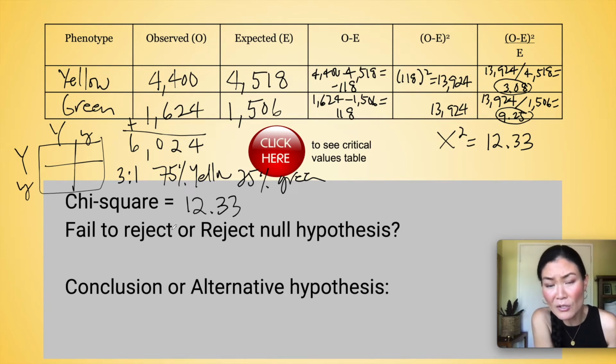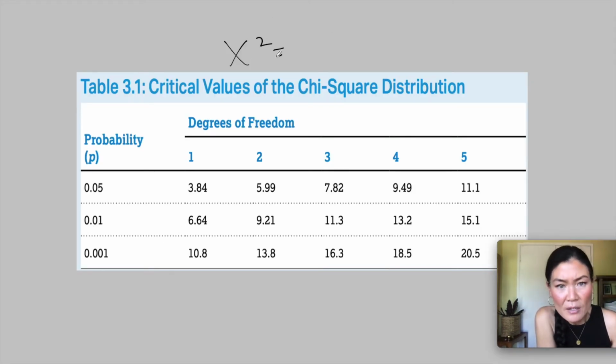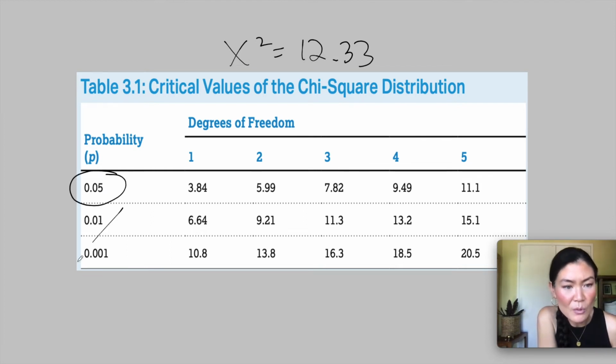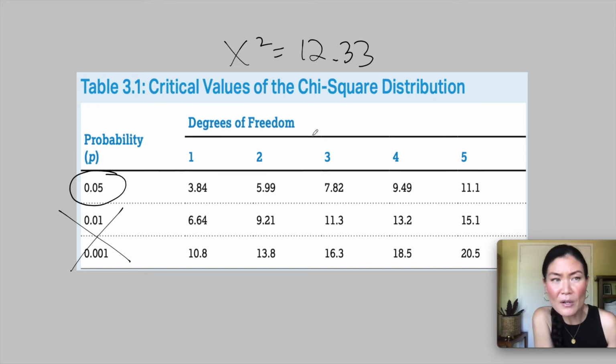Well, I have to compare it to the critical value, the critical value table. There's my critical value table. So my chi-square is 12.33. Remember, we're only looking at this row. We can ignore these. In AP Bio, we look at the probability of 5%, our p-value of 0.05. And then our degrees of freedom, remember, is the number of categories, and in this case it was yellow and green, so two minus one, which is one. So we're looking at this column. That means our critical value is 3.84.